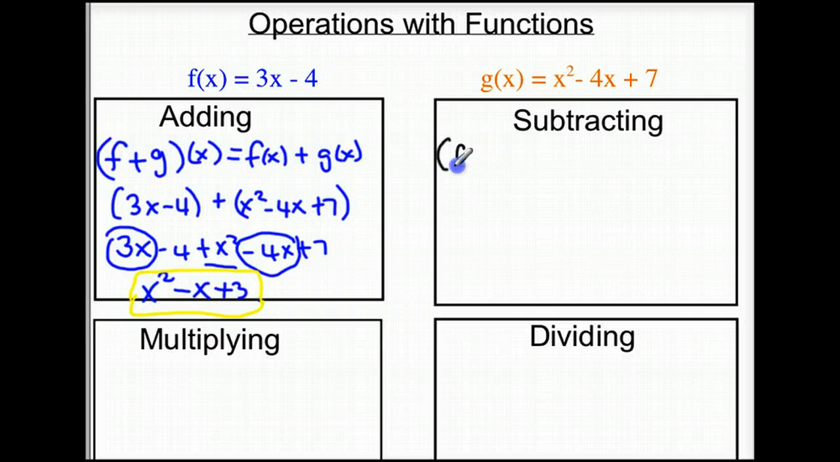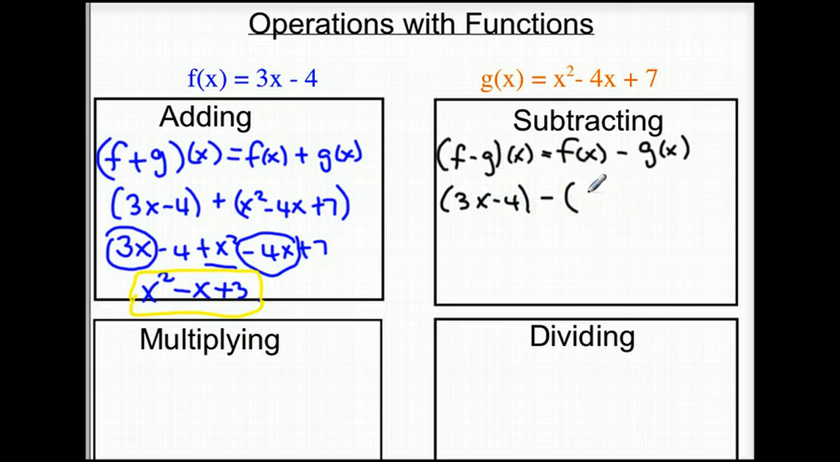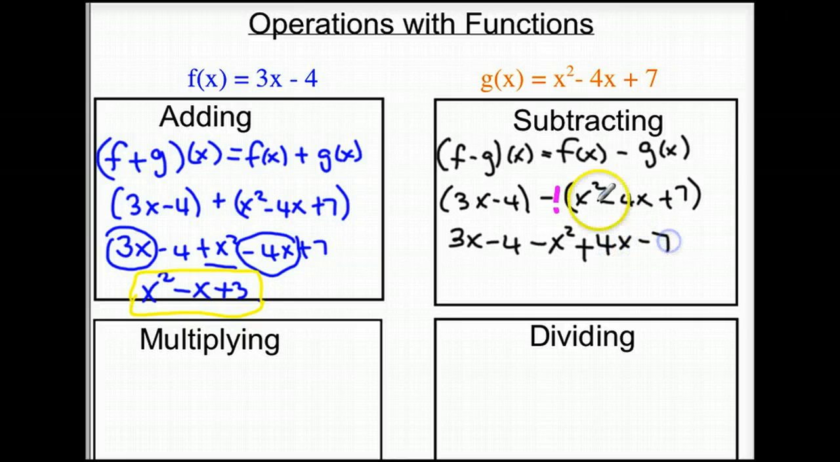Subtracting, on the other hand, is, say, f minus g of x. You can see this either way, as the same thing as f of x minus g of x. And the order does matter, okay? So, f of x again is 3x minus 4. Take away, and I keep everything in parentheses, x squared minus 4x plus 7. Now I'm going to rewrite this without my parentheses. This becomes 3x minus 4. Because this is negative, remember that invisible one that's right here? I'm going to have to distribute that. So this becomes minus x squared plus 4x minus 7. See why I keep it in parentheses? Because when I distribute that over, it changes.